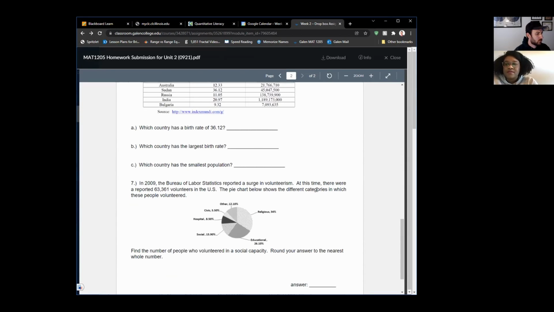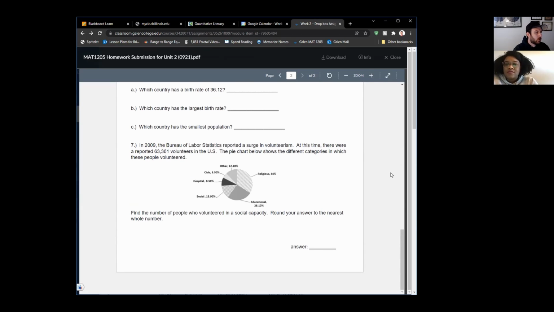Okay. So in 2009, the Bureau of Labor Statistics reported a surge in volunteerism. At this time, there were reported 63,361 volunteers in the US. The pie chart below shows the different categories in which these people volunteered. There's a bunch of stuff. Find the number of people who volunteered in a social capacity. Round your answer to the nearest whole number. Okay, tell me your thoughts here.